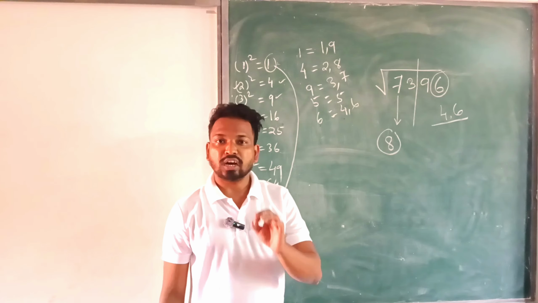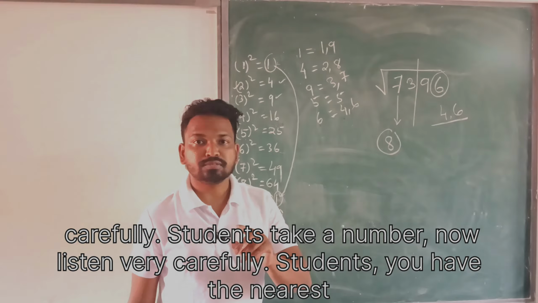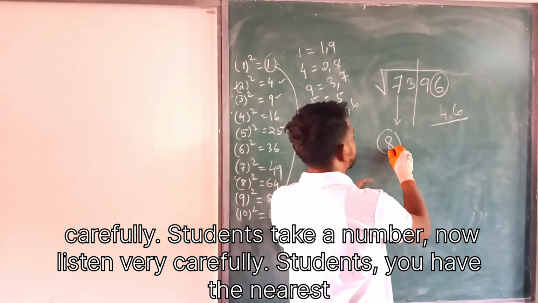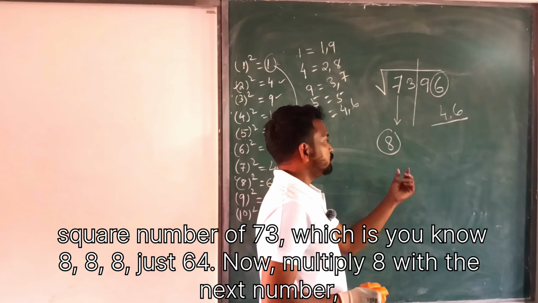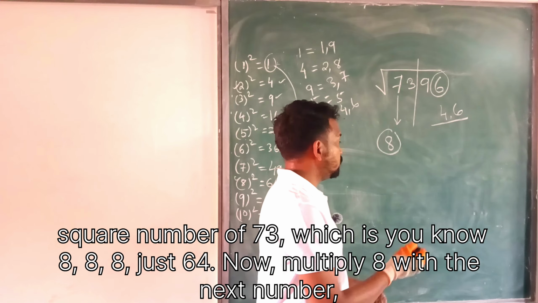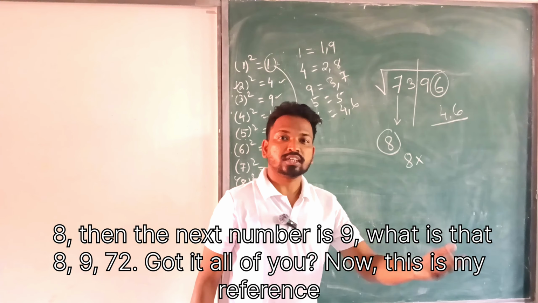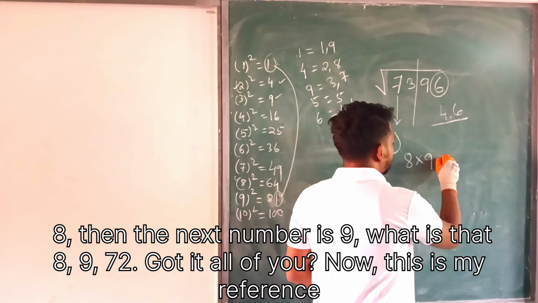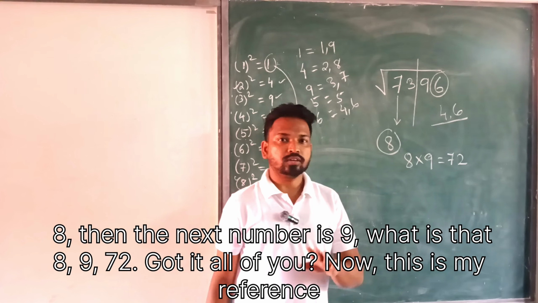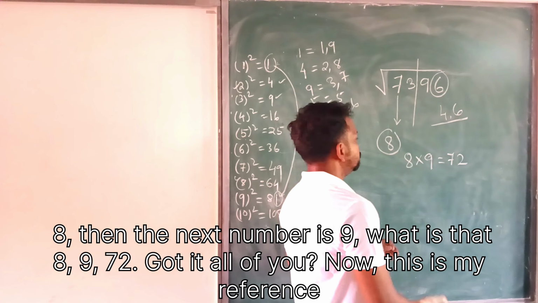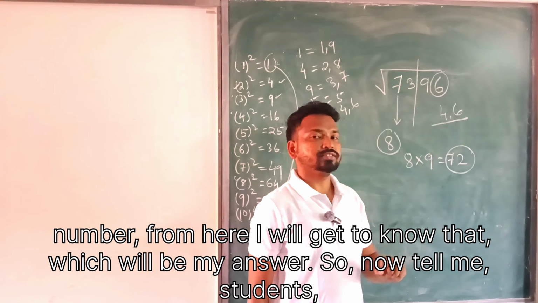How will I select? Now listen very carefully, students. You have the nearest square number of 73, which is 8, 8 8s are 64. Now multiply 8 with the next number, the next number is 9. What is that? 8 9s are 72. Got it, all of you? Now this is my reference number. From here I will get to know which will be my answer.